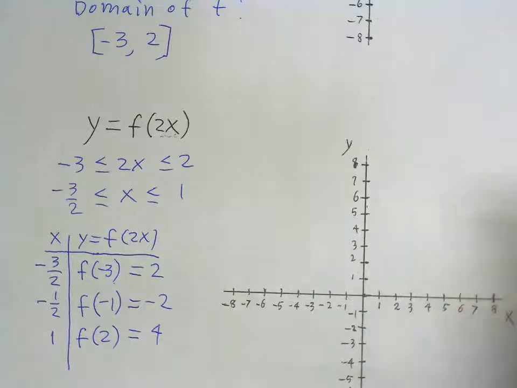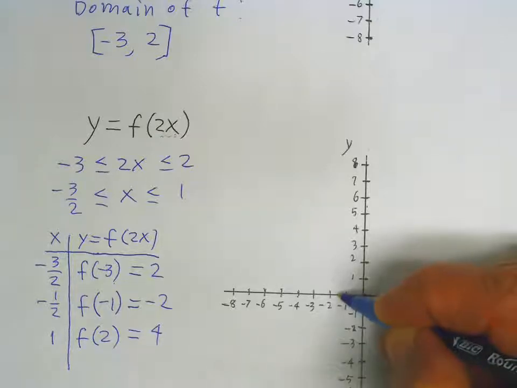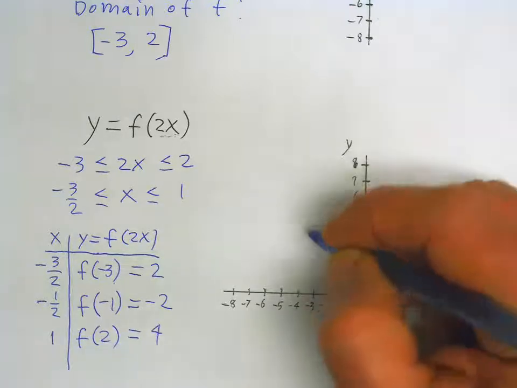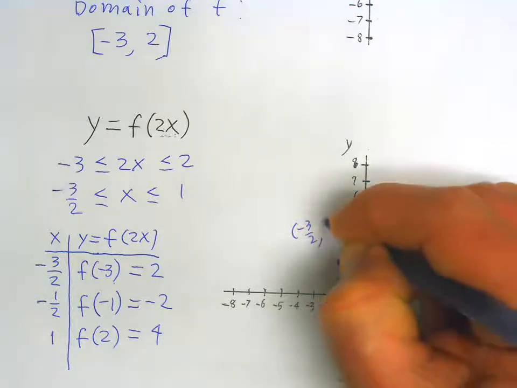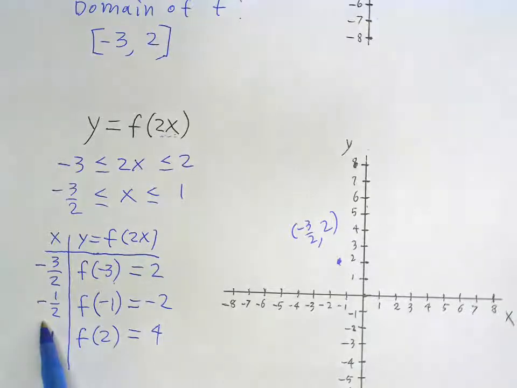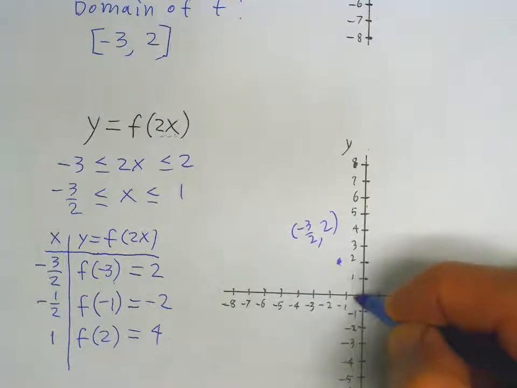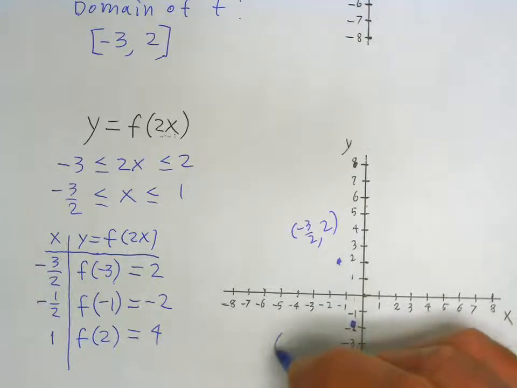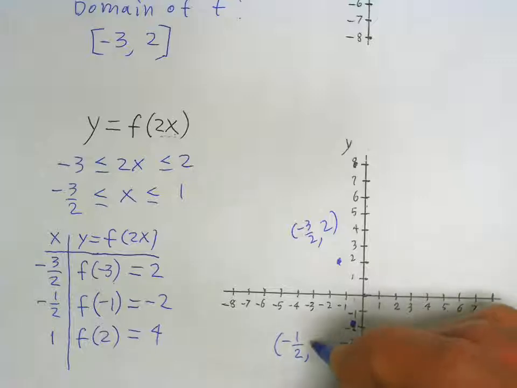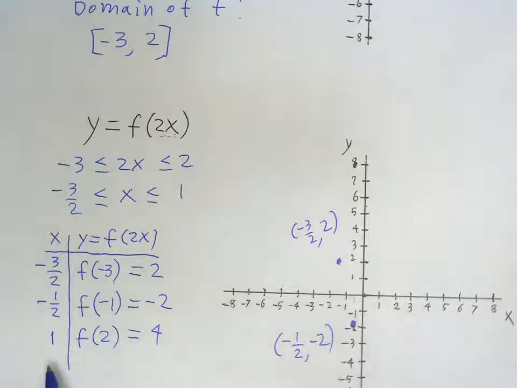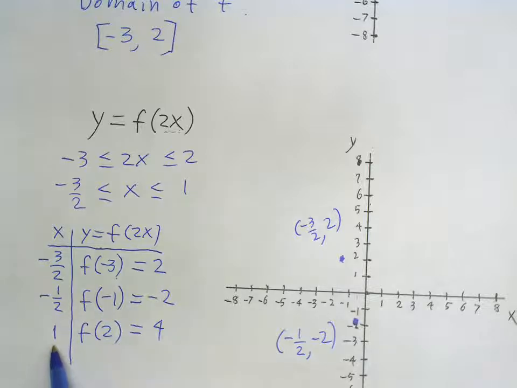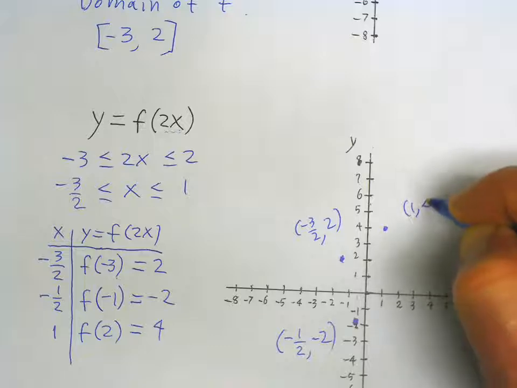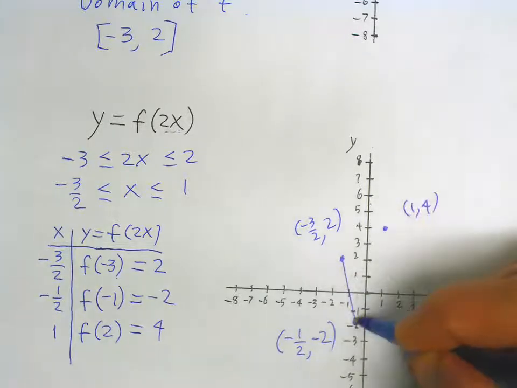Okay, so we plot those points. -3/2, that's -1.5, and 2 is this point. The next ordered pair, -1/2, -2. That's sort of hard to see, but that point is the ordered pair -1/2, -2. And then the third endpoint that we'll plot, 1, 4, is this point. 1, 4, then connect the dots.